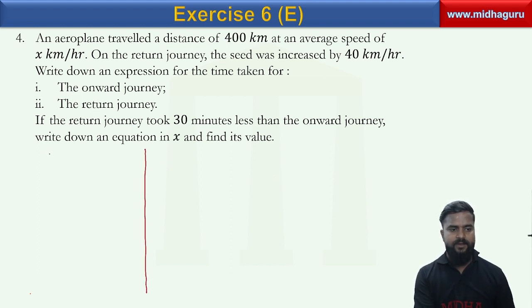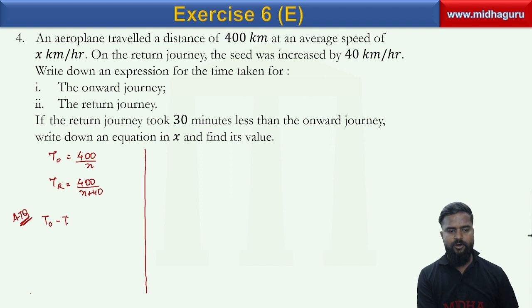First things first, we take out the time taken for the original journey, that is the onward journey. It was 400 by x. And the time taken for the return journey was 400 by x plus 40. Now according to the question, this time difference is 30 minutes. So TO minus TR is equal to 30 minutes, which we convert to hours by dividing by 60, we get 1 by 2.